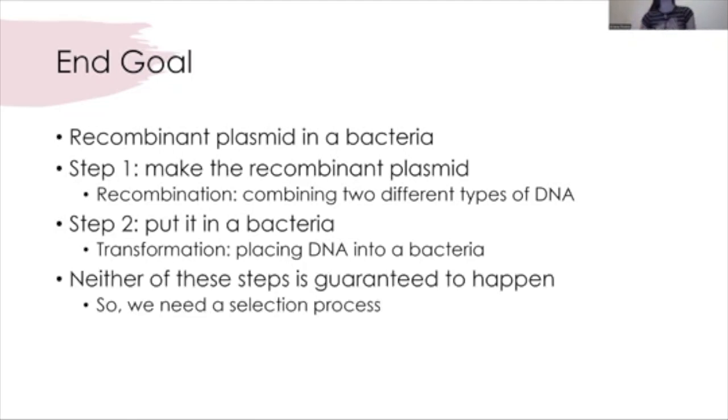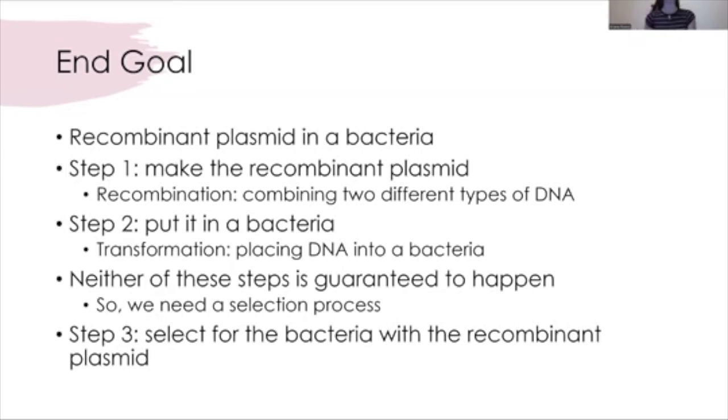Unfortunately, neither of these steps is guaranteed to happen. There's a couple other things that could happen as well, and you don't really have a way to tell which one is the recombinant plasmid in a bacteria, which one is our end goal. And so for our very last step, we are going to have a selection process, in which case we're going to do some stuff, which we'll go over later, and we'll be able to pick out the bacteria with the recombinant plasmid, because that is our end goal. That's what we want to have.